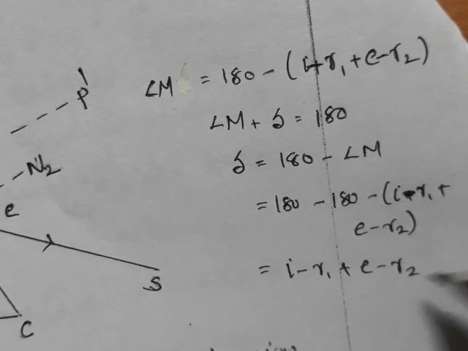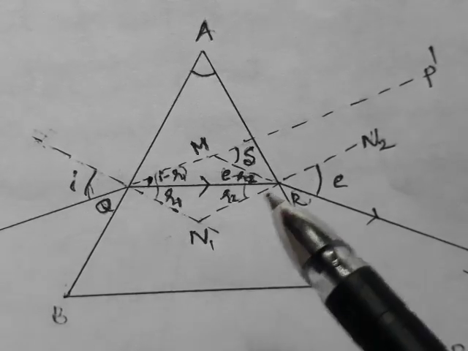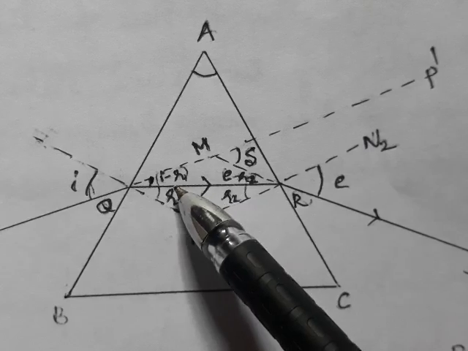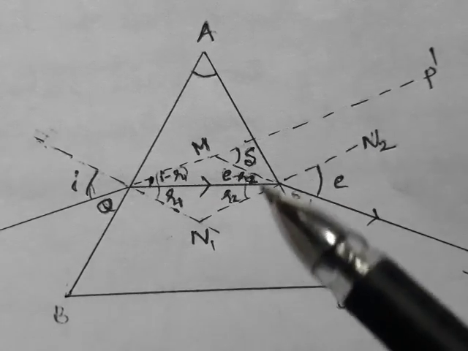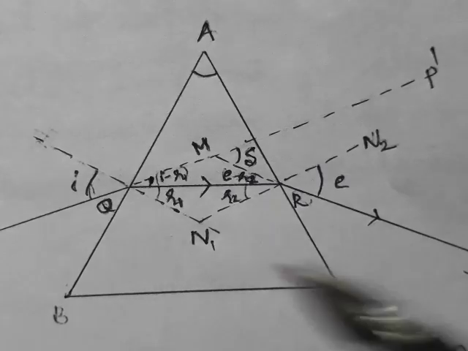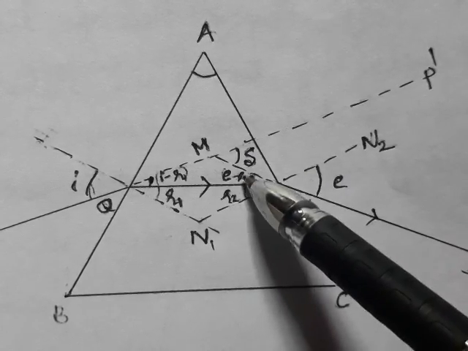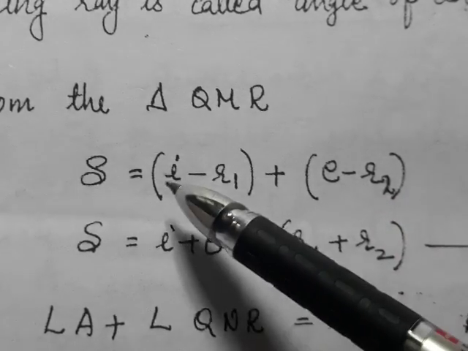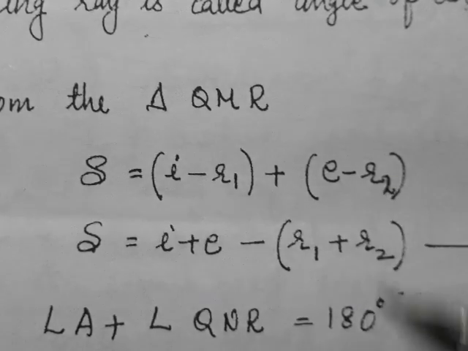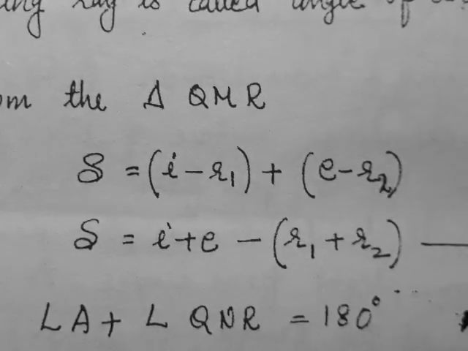In simple terms, if you are good in mathematics, this angle and these two angles' sum are equal. Directly I can say that, but if you have confusion, go this way. So this angle delta should be equal to the sum of these two angles. That is what is written here. Delta is equal to I minus R1 plus E minus R2. I plus E I write together, then R1 and R2 here.